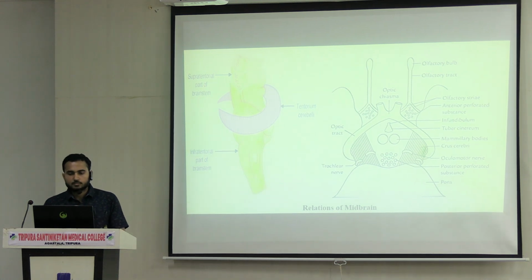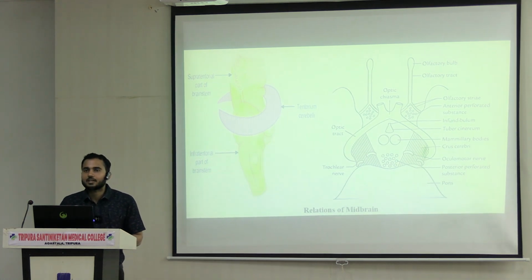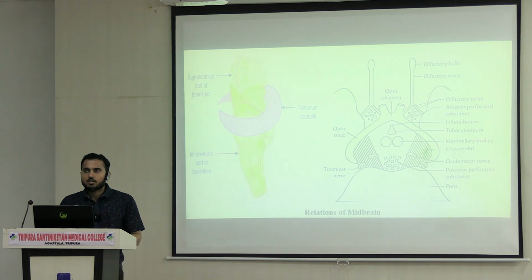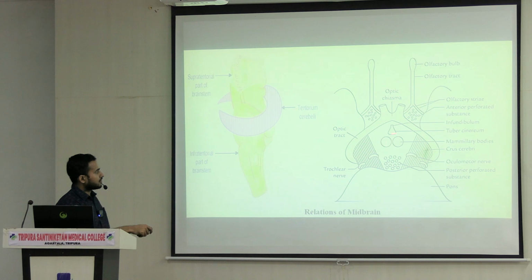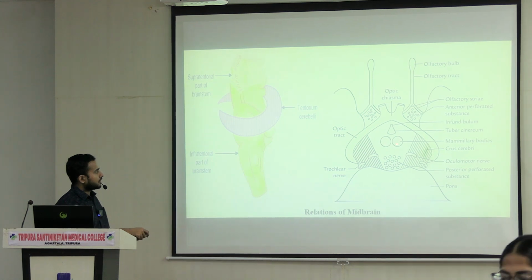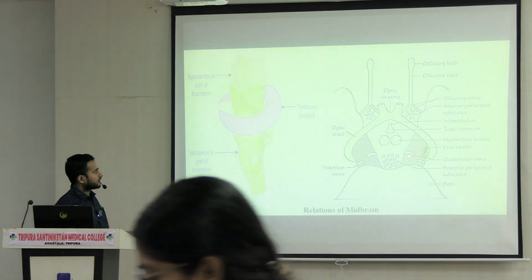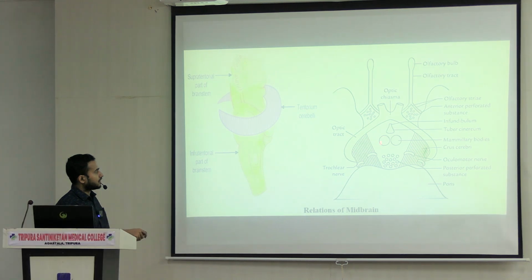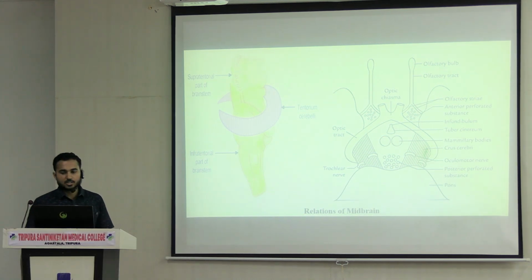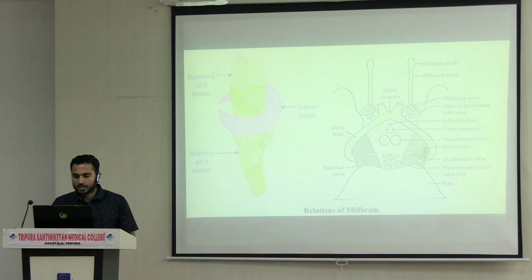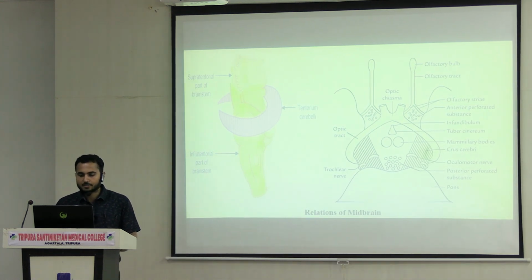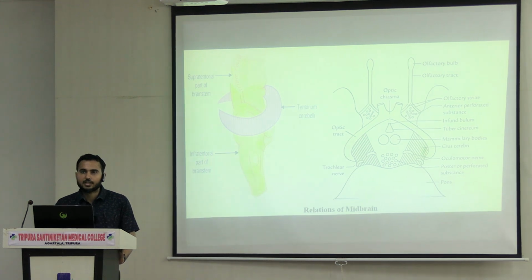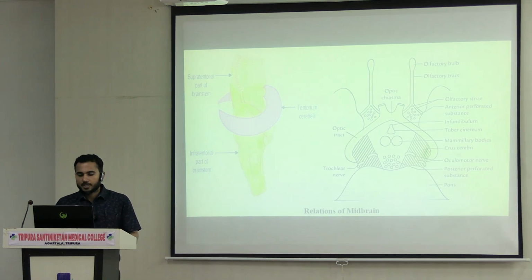Next, there are some important relations. Now if you see those relations, for example, this is the interpeduncular fossa. So this particular part of the midbrain is related to various structures. For example, optic tract is there, posterior cerebral artery, basal vein. So these are some important structures which are related to the midbrain.